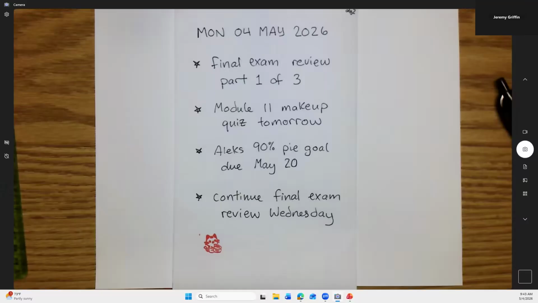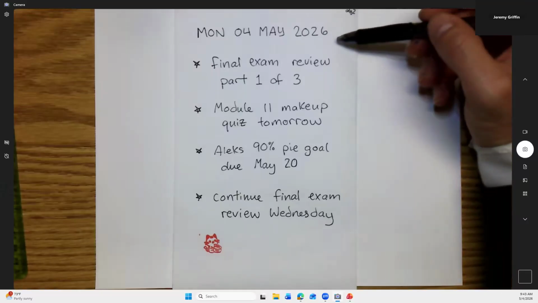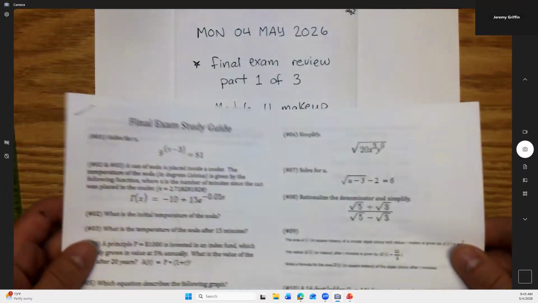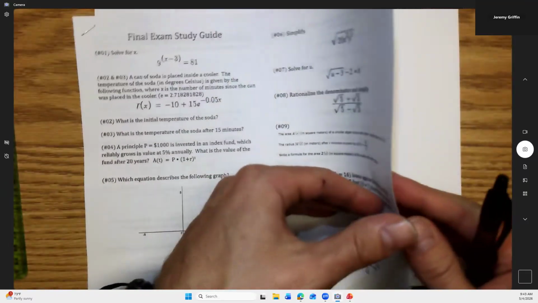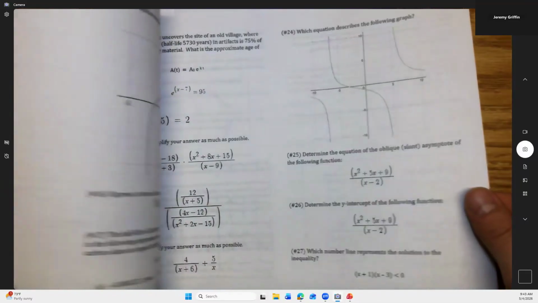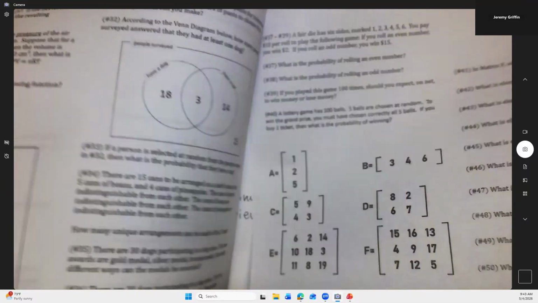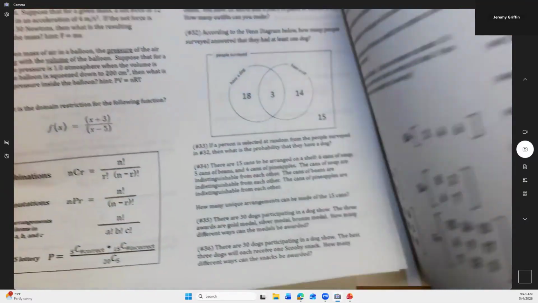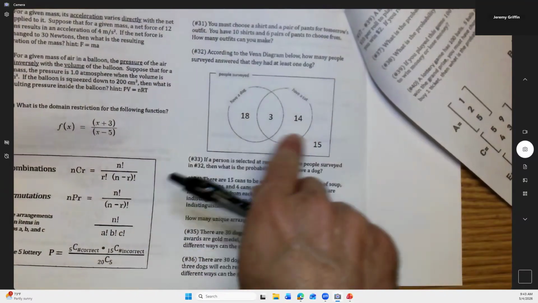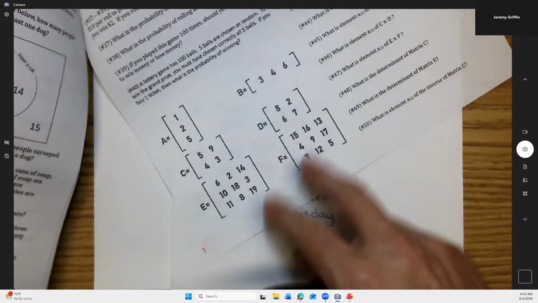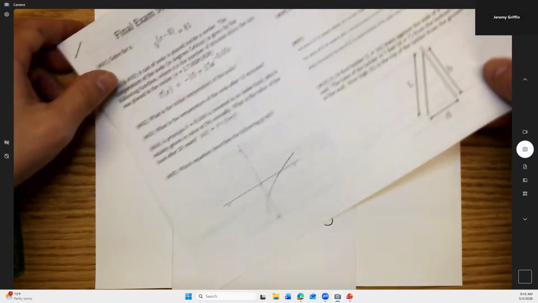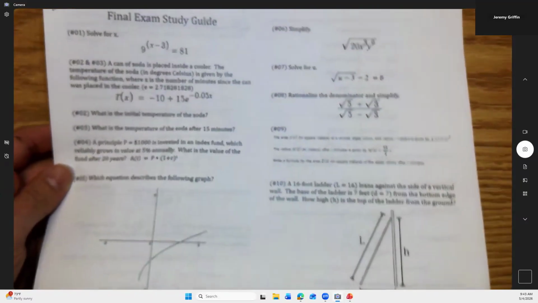Recording is rolling. It is Monday, May 4th. I just gave you guys a final exam review packet. There are 50 questions in here, and the final exam is going to have the exact same questions, just the numbers are changed a little bit. So you'll get this Venn diagram, but with a little bit different numbers. You'll get some matrices, but a little bit different numbers, right? But otherwise, the questions are going to be basically the same.